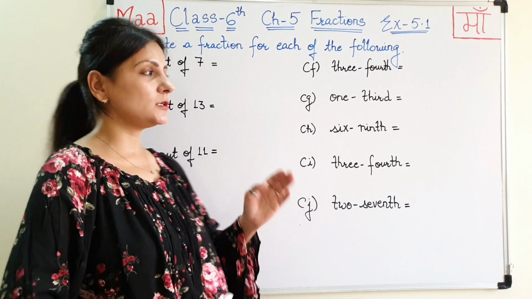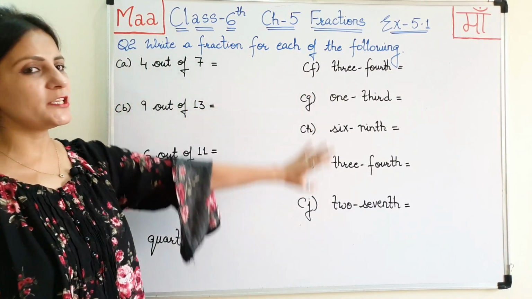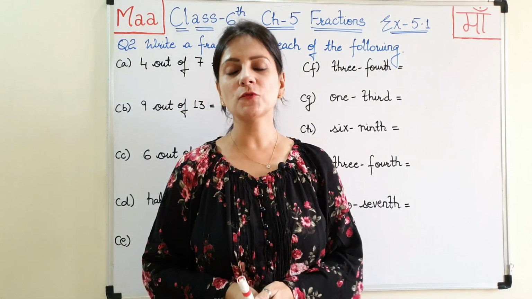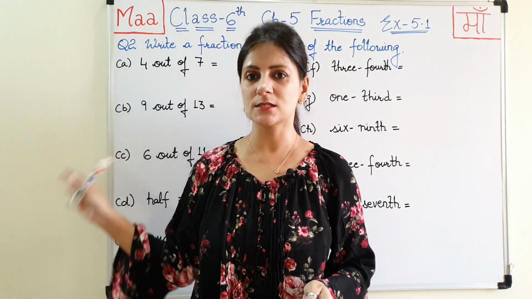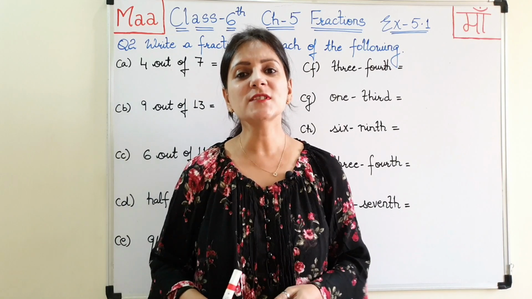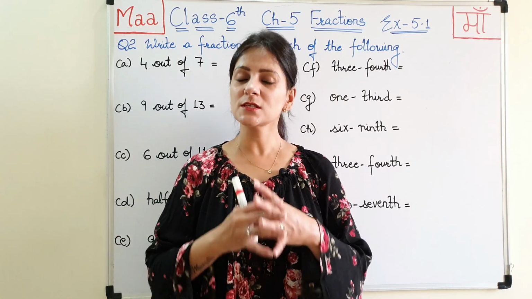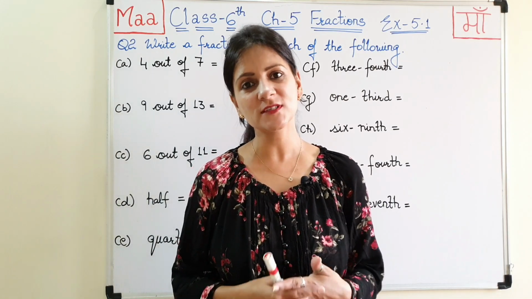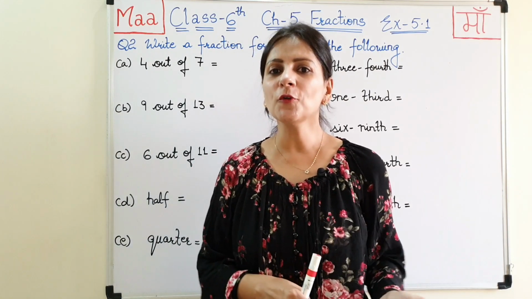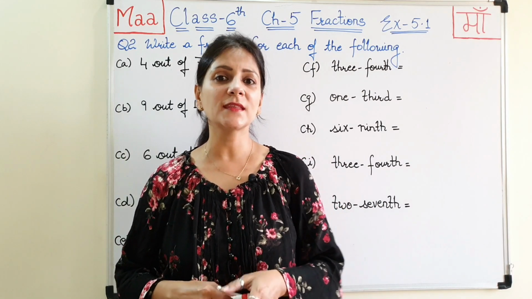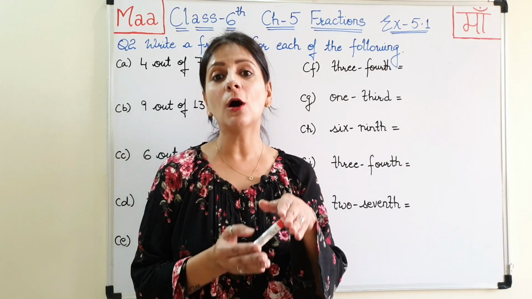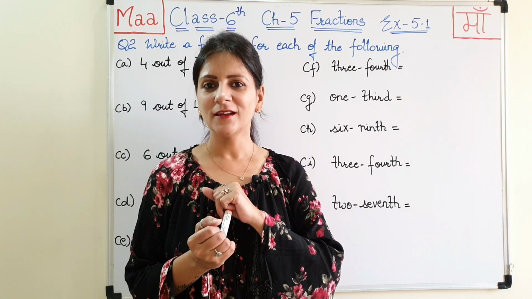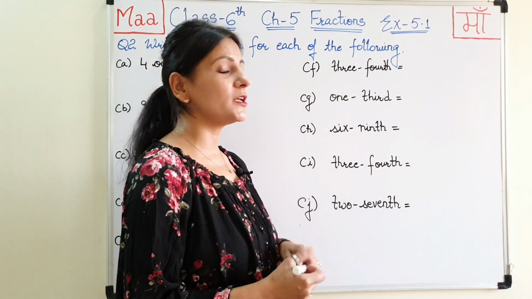Now the second question is, write a fraction for each of the following. It is given in statement form and we have to write the fraction for all these statements. Before starting this question, I want to explain this in a simple way. Whenever you score marks in any subject, if a friend asks your marks, you say I got 45 out of 50, I got 70 out of 90. Right? And how to mention it?